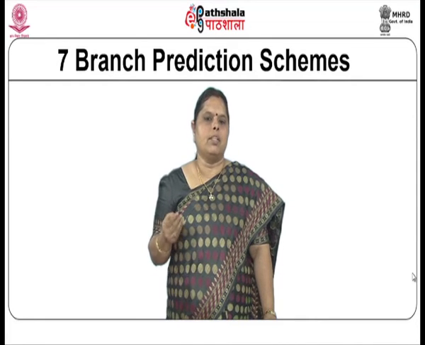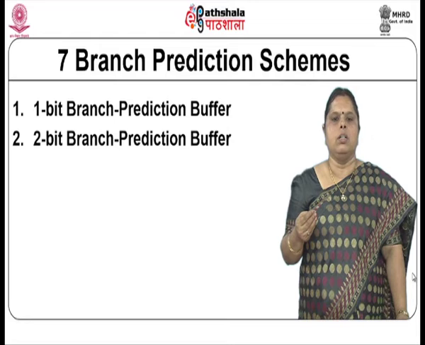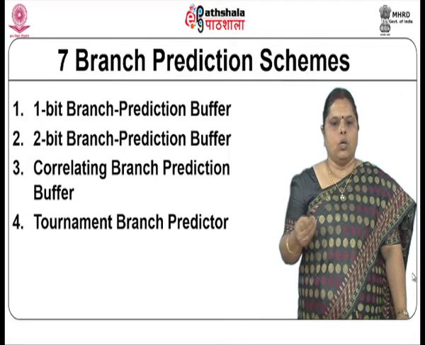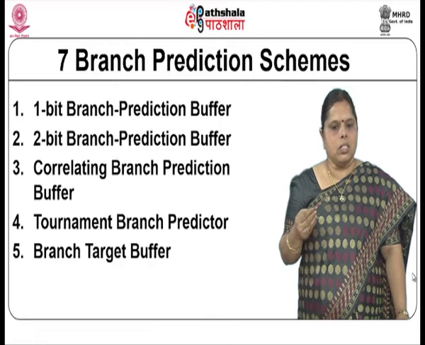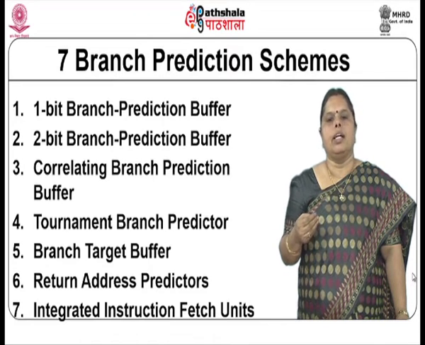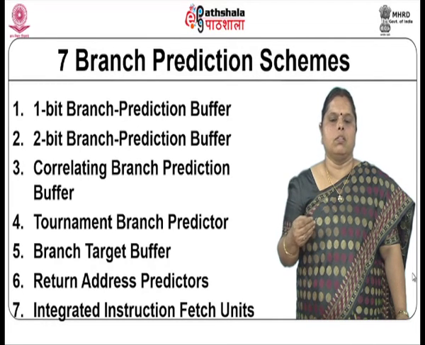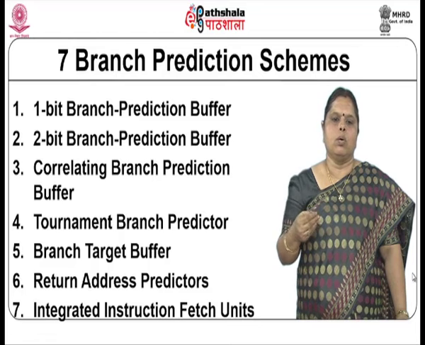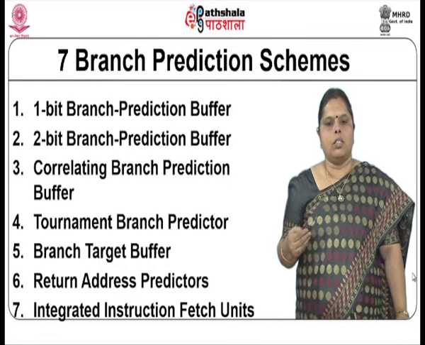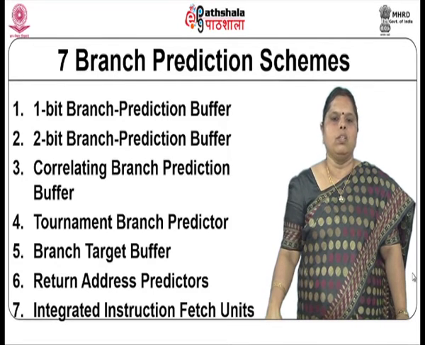So, there are basically 7 branch prediction schemes that we look at: a 1-bit branch prediction buffer, a 2-bit branch prediction buffer, a correlating branch prediction buffer, a tournament branch predictor, a branch target buffer, a return address predictor, and finally an integrated instruction fetch unit. Some of these were already pointed out in the earlier module. We just discussed a branch target buffer, which is used for speculative execution, and a return address predictor, which is used for predicting the return address. We will get into details of this as we proceed.